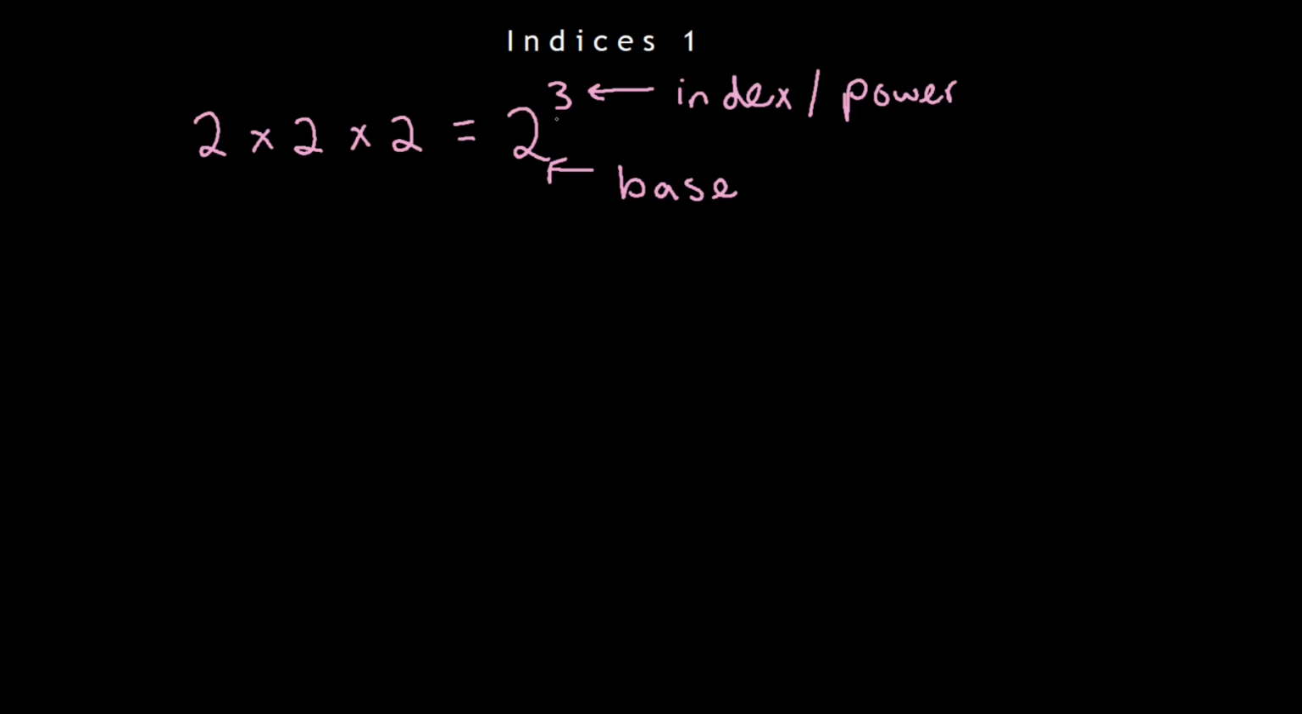Well, it's shorthand. Imagine we had a longer chain of numbers. Say we had 3 times 3 times 3 times 3. I'm going to stop here because it gets a bit tedious. So we have 1, 2, 3, 4, 5. We would write it as 3 to the power of 5. Okay, it's just shorthand.